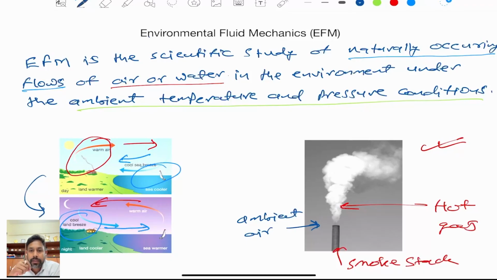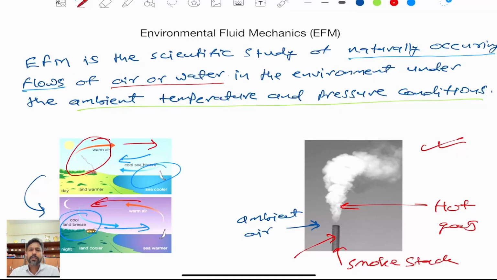Now, because hot air is coming out of this smokestack, it is lighter in density, right? And because it's lighter in density, it has buoyancy. It has buoyancy force, and that tries to rise the fluid upward. So these flows that you see here are the naturally driven flows. Now you may argue that there might be a pump or fan attached somewhere here. But once the hot gases come out of the smokestack, that flow is a naturally driven flow, because what you see here is happening because of the buoyancy.